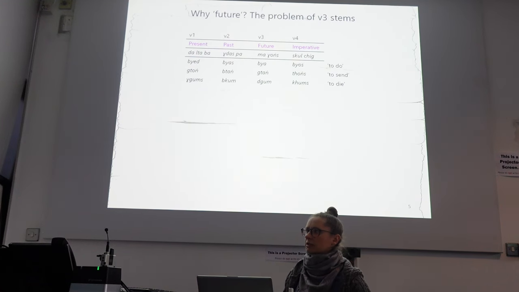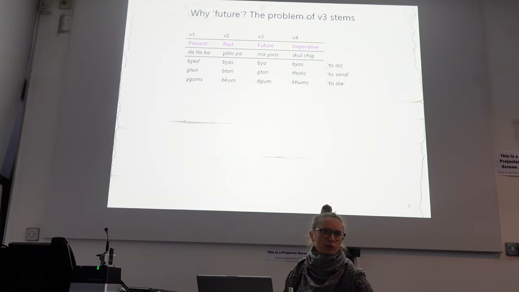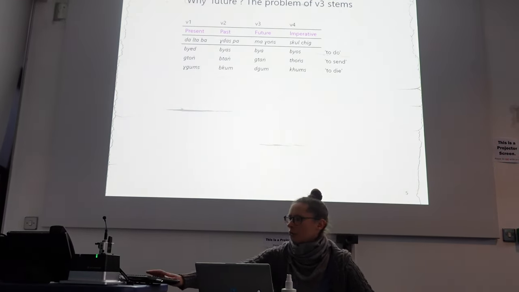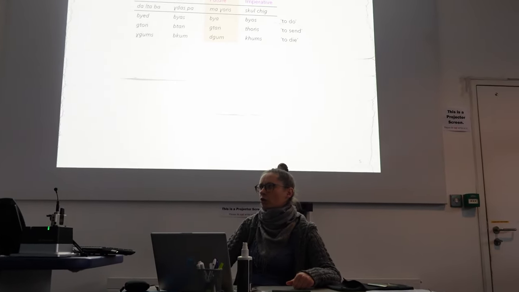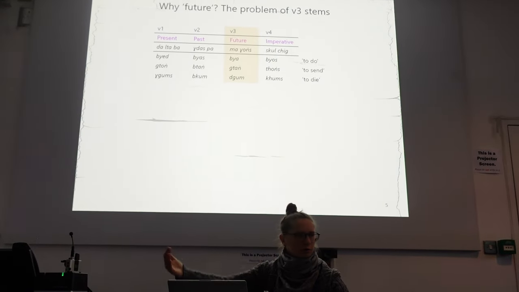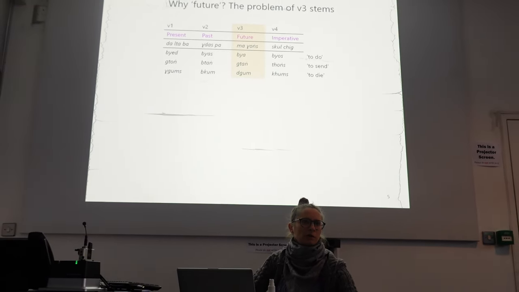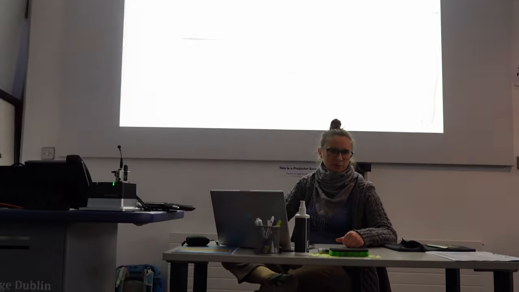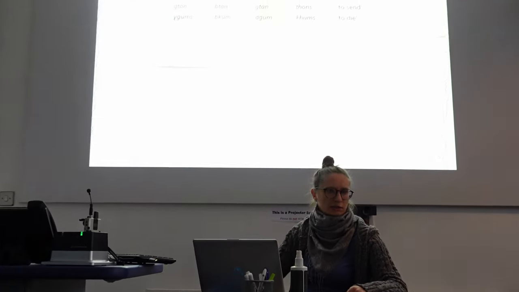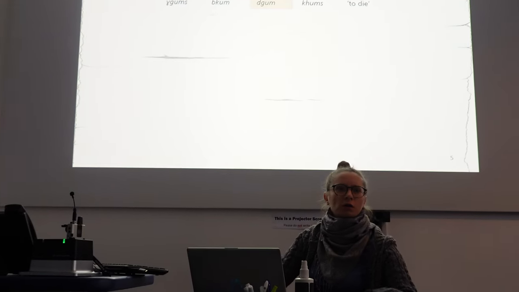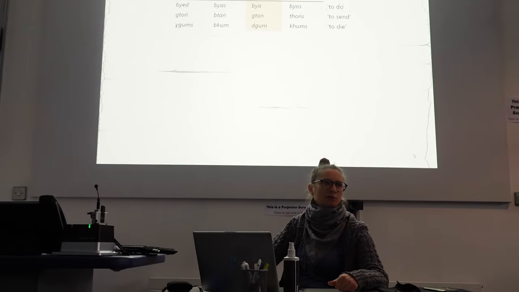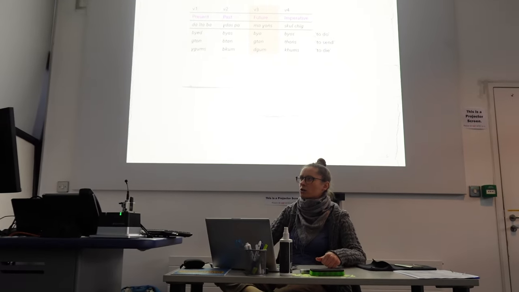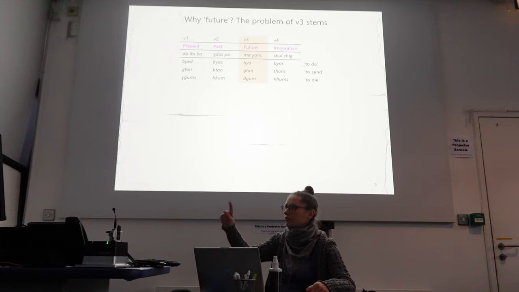sample verbs are listed in this table, and these forms I will refer to as V1, V2, V3, and V4, and we will be concerned with the form V3. As you can see, this form is called here also future. And this is the label you will find in all textbooks and in all grammars of Classical Tibetan. Why future? Because this term, as all the other terms present, past, future, and imperative, is an exact translation of the Tibetan terms you find listed below.